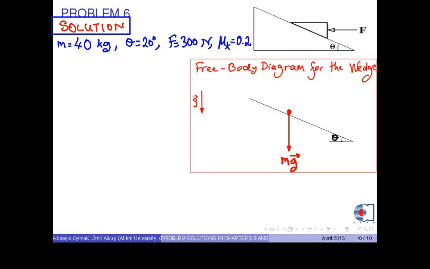The gravitational force is a downward force and its magnitude is m times g. The normal force is drawn perpendicular to the inclined plane like this, where angle theta goes here. And finally, force F is applied to the wedge horizontally with an angle theta carried here. For convenience, let's decompose both m times g and vector F as we did in the previous examples.